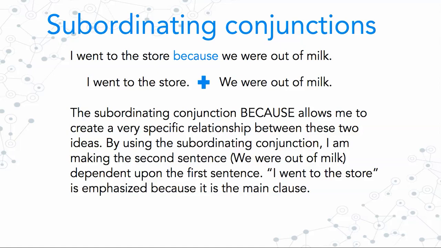When I use that subordinating conjunction, I'm showing a causal relationship. Being out of milk caused me to go to the store. But it also allows me to create an emphasis. The most important aspect of this sentence is the going to the store. The we were out of milk, when I join it with a subordinating conjunction, now becomes a dependent clause. That means it can no longer stand on its own as a sentence, which naturally gives emphasis to the I went to the store part of the sentence.